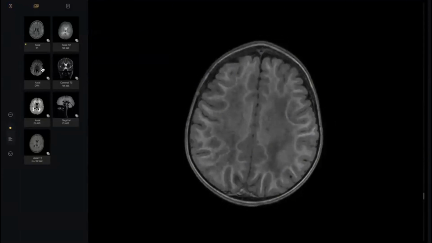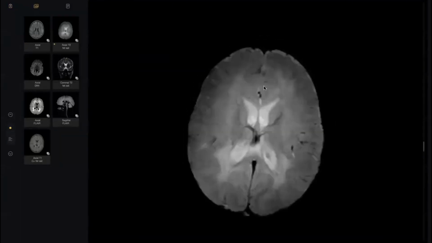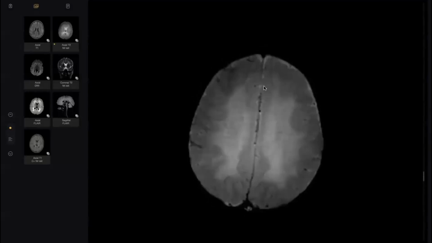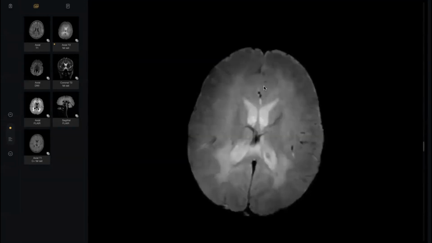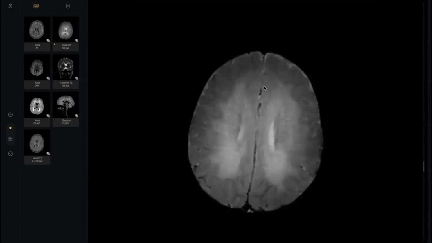In T2, bilateral periventricular and deep white matter high signal with tigroid appearance. Okay, what's your diagnosis? This is a leukodystrophy. Okay, which type?